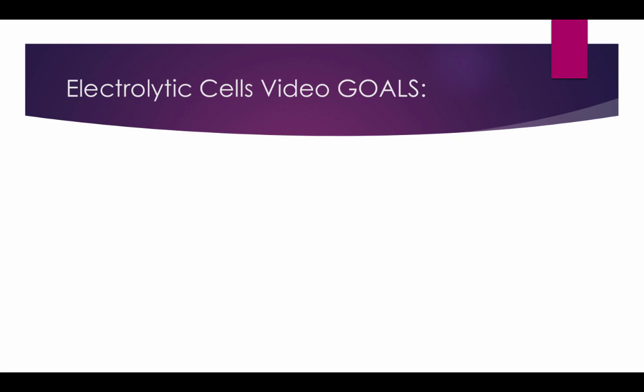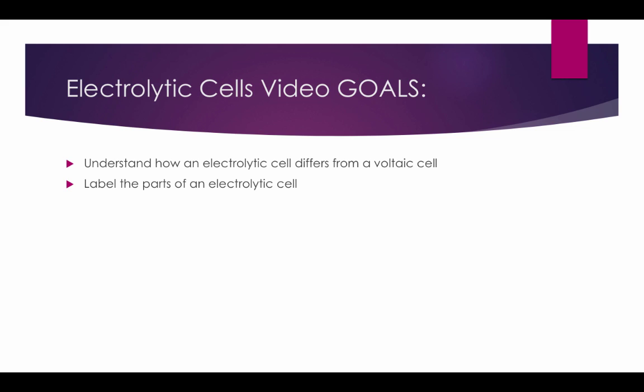That brings us to the end of this video. Let's review our goals. First, we looked at how an electrolytic cell differs from a voltaic cell in that it uses electricity to produce a chemical change. Then we looked at the parts of an electrolytic cell. And finally, we looked at how to perform calculations relating to electroplating.